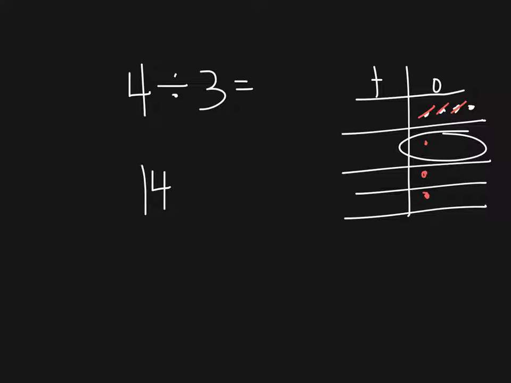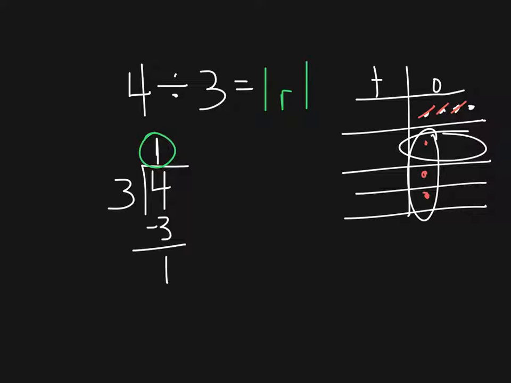So when I do 4 divided by 3, I end up with 1 in each group. That uses up 3 of my dots altogether, and I am left with 1 as my remainder. So 4 divided by 3 is 3. I'm sorry, not 3. Is 1, remainder 1. Here's my quotient. Here's my remainder.